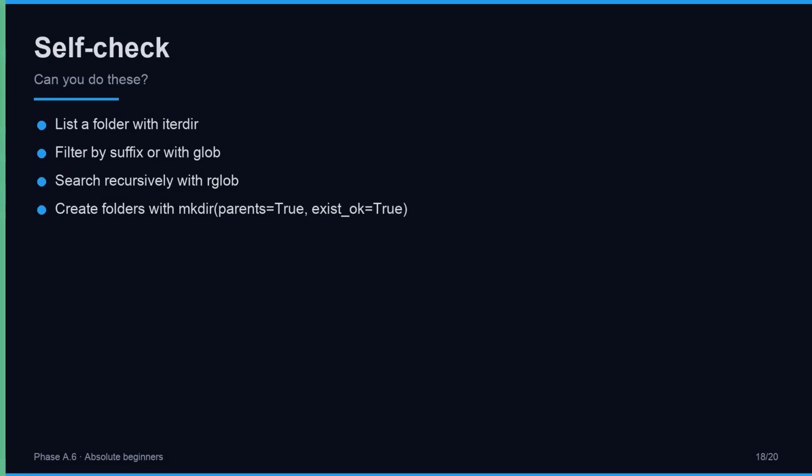Rename in bulk. Quick self-check. Can you write the line that lists every entry in a folder? Can you filter that listing to only .py files? Can you search through subfolders with rglob? And can you create a folder without crashing if it already exists? If any feels shaky, type it out in IPython against a real folder on your machine. The muscle memory is the lesson.